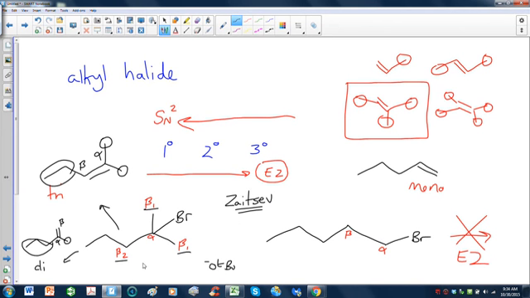All right. Okay, that is the E2 reaction. Watch my next video to show how we can tell between when the mechanism is going to be E2 or SN2. Ultimately, it comes down to the base and the structure of the alkyl halide.